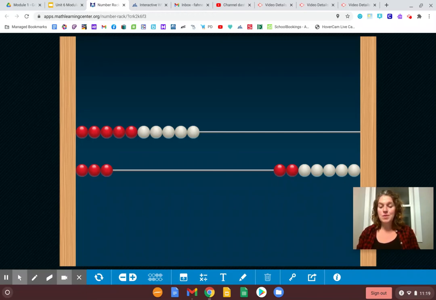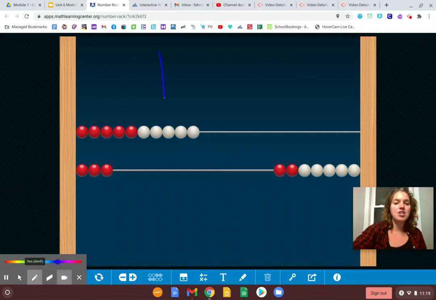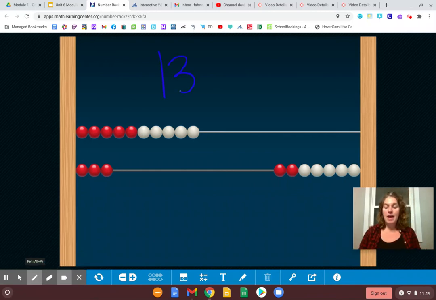All right, 1, 2, 3, let me see. 13. So there were 13 fish that penguin ate. We have our one group of 10. That's shown right here. And then we have our 3 left over. And that is shown right here. 13. All right, let's take a look at our next one.